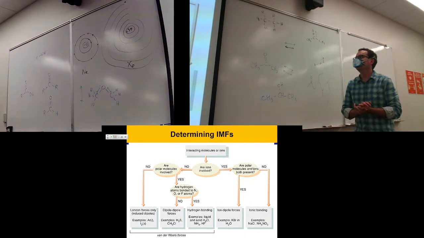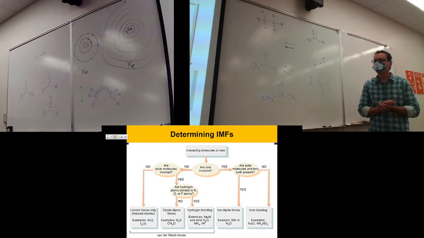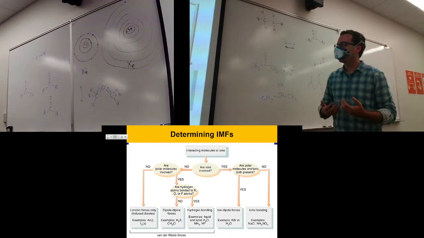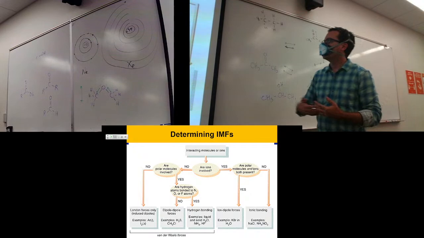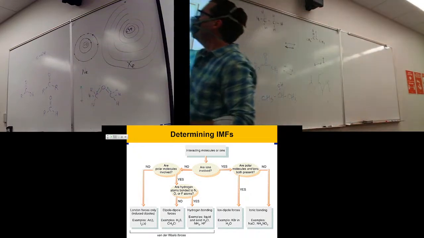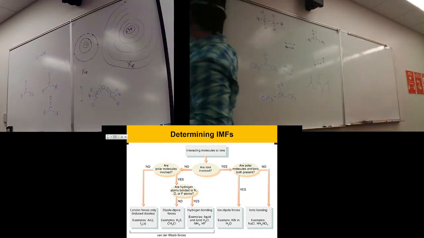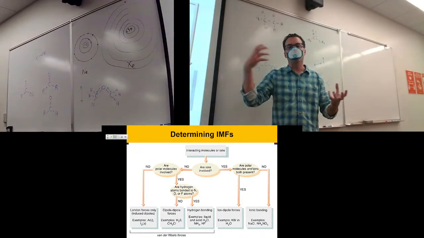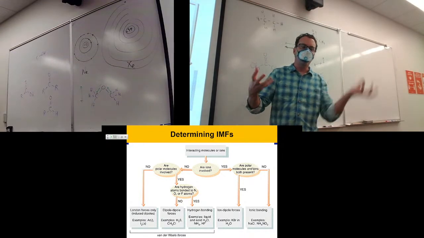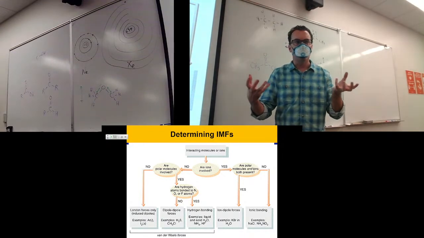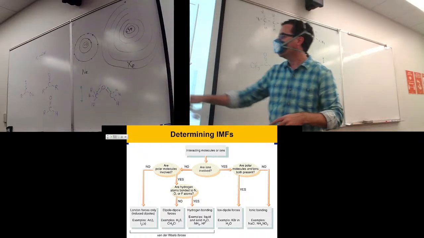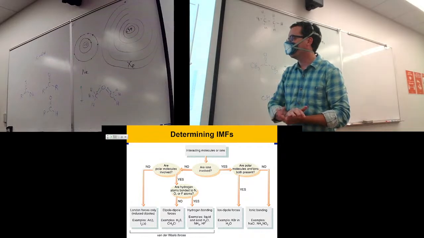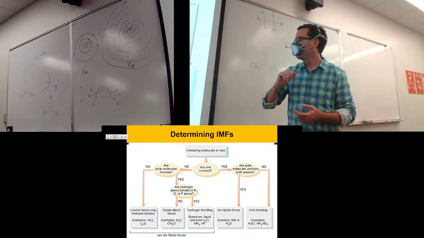FYI, it is fine if you need a flow chart to help you sort in your head how to decide what kind of IMFs it does. This is not too bad. This includes the ion-dipole forces as well. So when you have a mixture of like water and salt, you have ions, and then you have a molecule that has dipole-dipole, technically hydrogen bonding, but the ions will interact with the dipole moment of water and do ion-dipole forces, which are actually stronger than all the others.